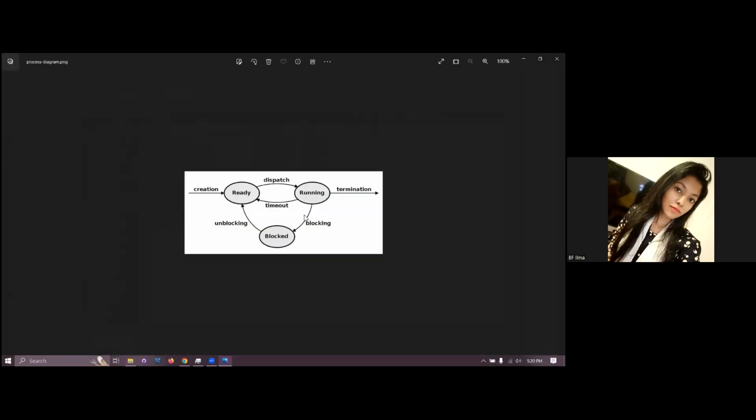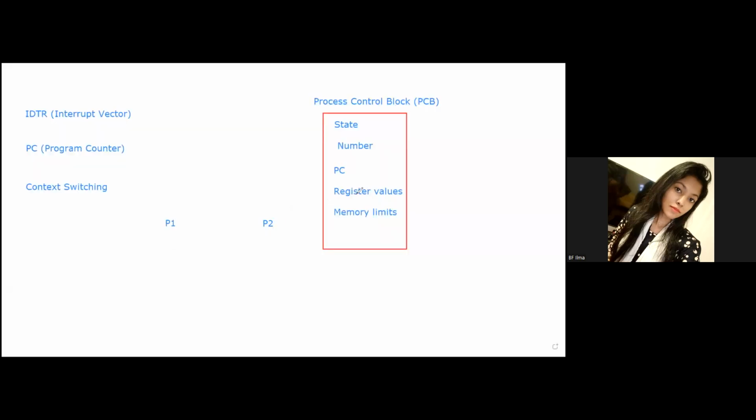So a process can have different states, like ready, running, or suspended. The process control block also has the state of a process, and then it has a unique number. This number is like an identifier. Then it has the PC, program counter value, the address of the next instruction of that process, and then the register values, whatever registers it currently uses and the values contained within them, memory limits, etc.